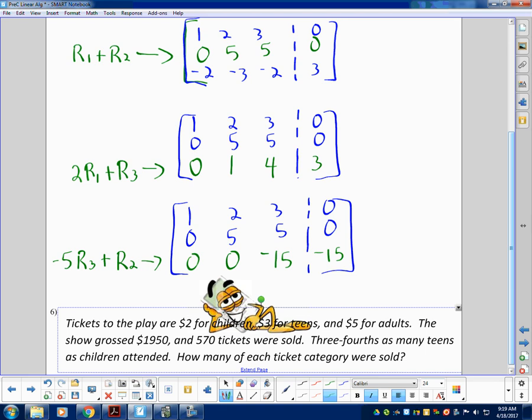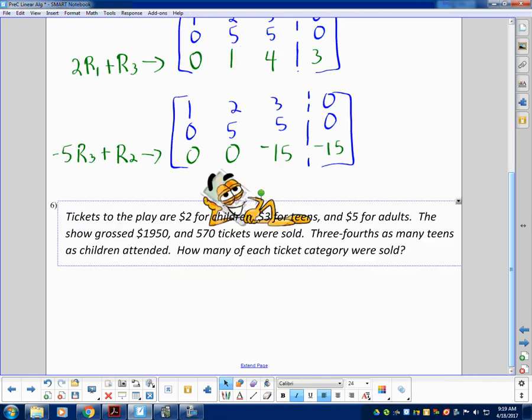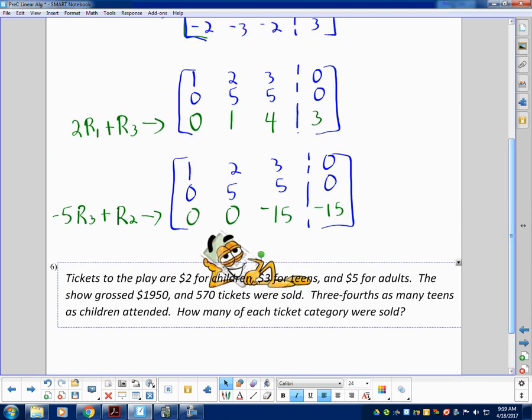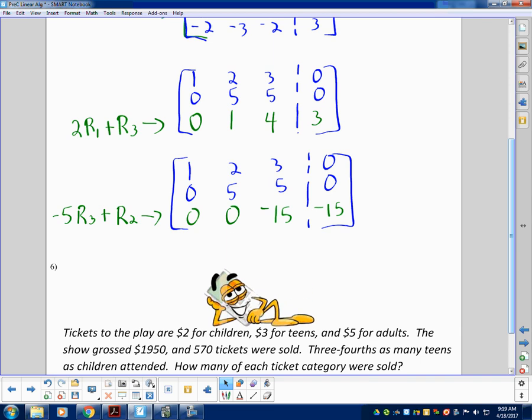All right. So what does this mean? We can stop right there, believe it or not. What does z equal? This right here means negative 15z equals negative 15. So z equals 1. Box it. Z equals 1.